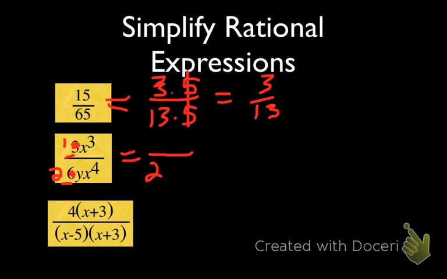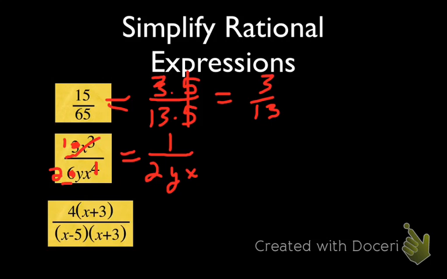And then I look at the x's. I have 3 x's on top, and I have 4 on the bottom. So I think I can cancel all of them from the top, and I'll be left with just 1 x on the bottom. So this will be just a 1 on top. That's all I have left on top, and y times x.